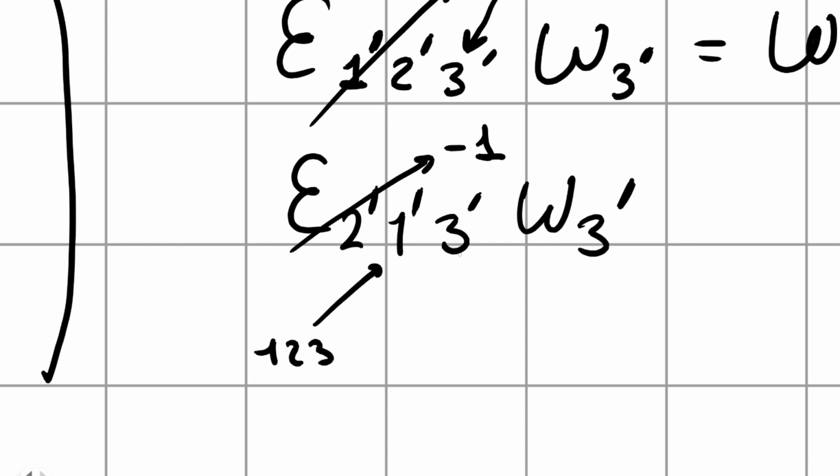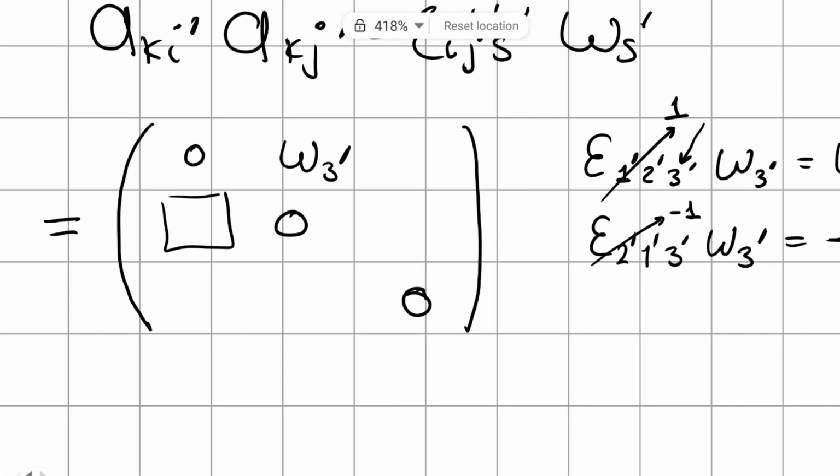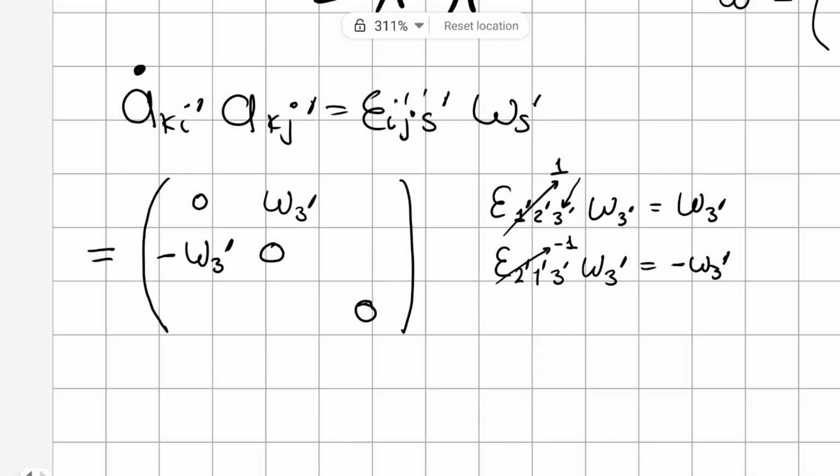Remember, 2, 1, 3 is an odd permutation of 1, 2, 3. So that means that the Levi-Civita symbol is equal to negative 1, and that means that this is going to be minus omega 3 prime. So here we are going to get minus omega 3 prime. So I hope you understand now the logic of how to fill this matrix.